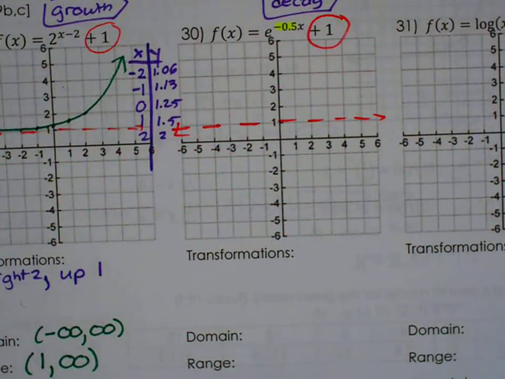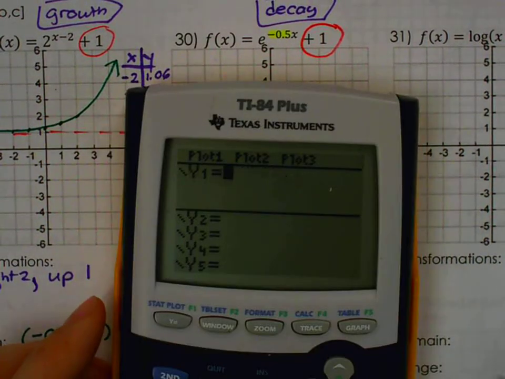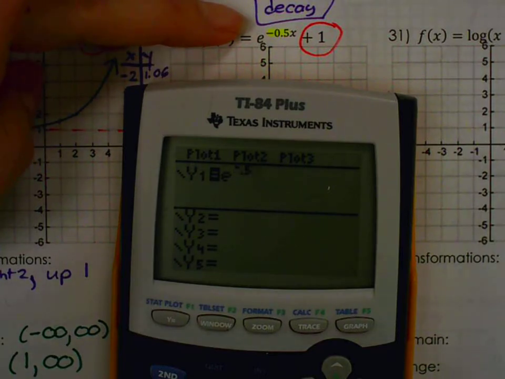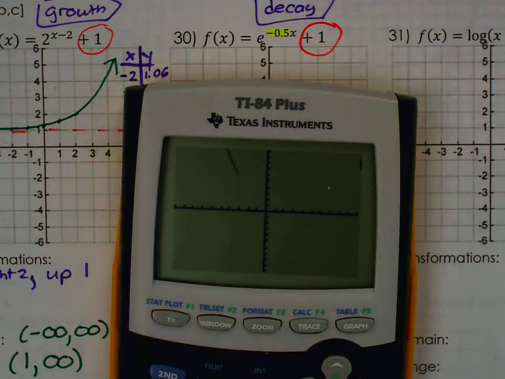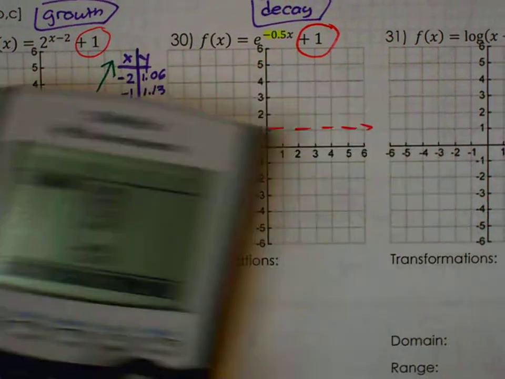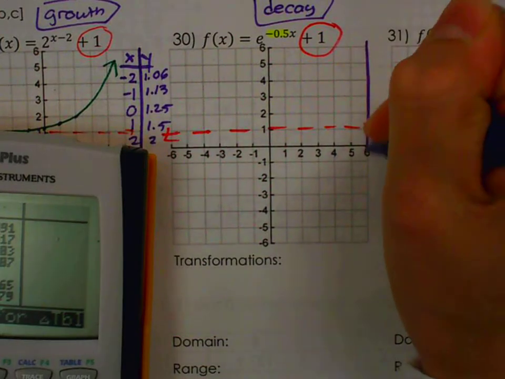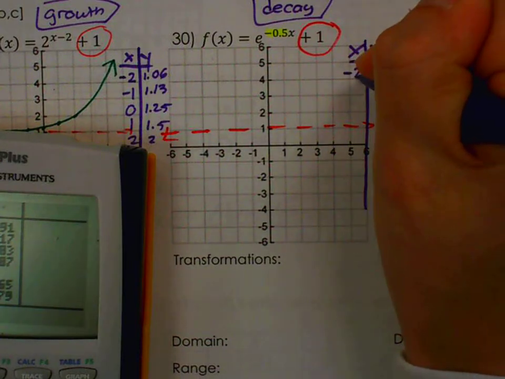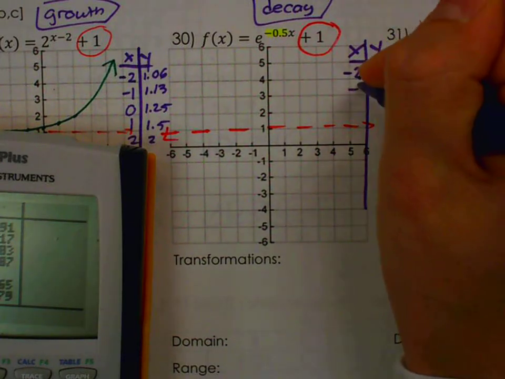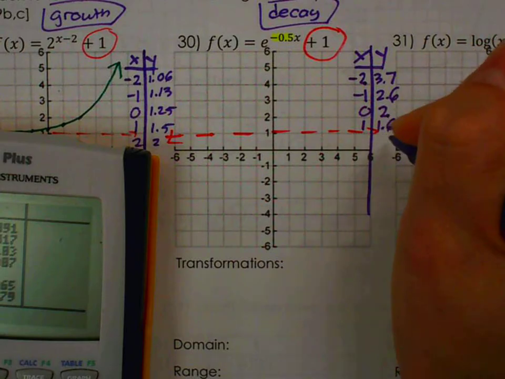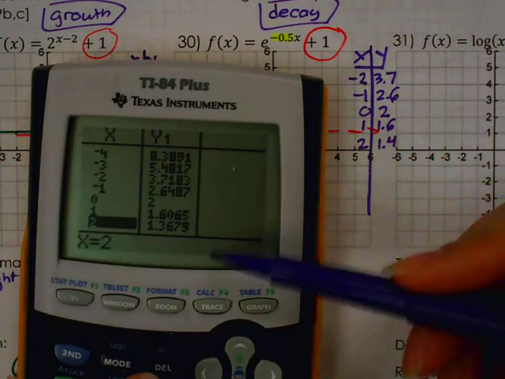And let's get some values. So back to y equals on our calculator. E you get by pushing second ln, negative 0.5 x plus 1. Let's quickly graph it and make sure that it is decay. Yep. And then a second table to give us some values. Negative 2, 3.7, negative 1, 2.6, 0, 2, 1, 1.6, and 2, 1.4. I got those right off my table.